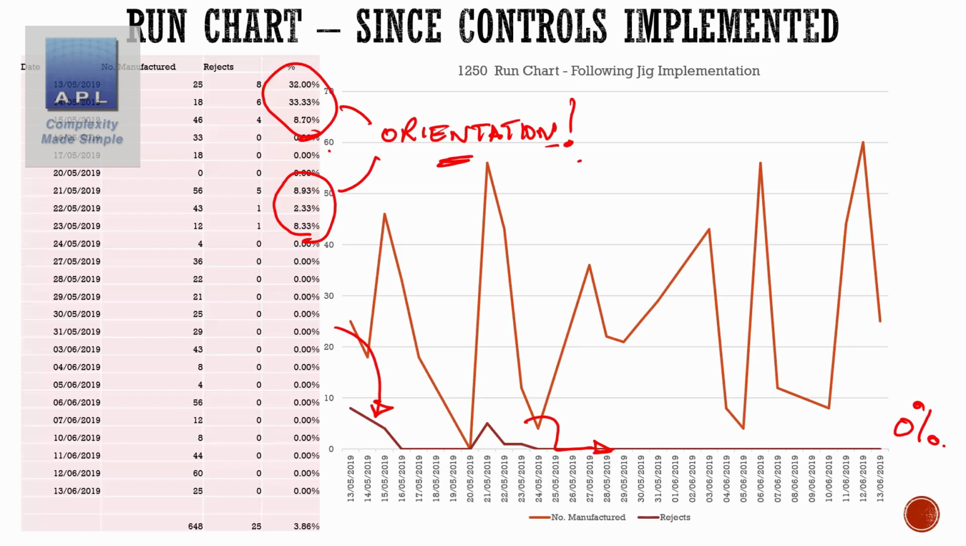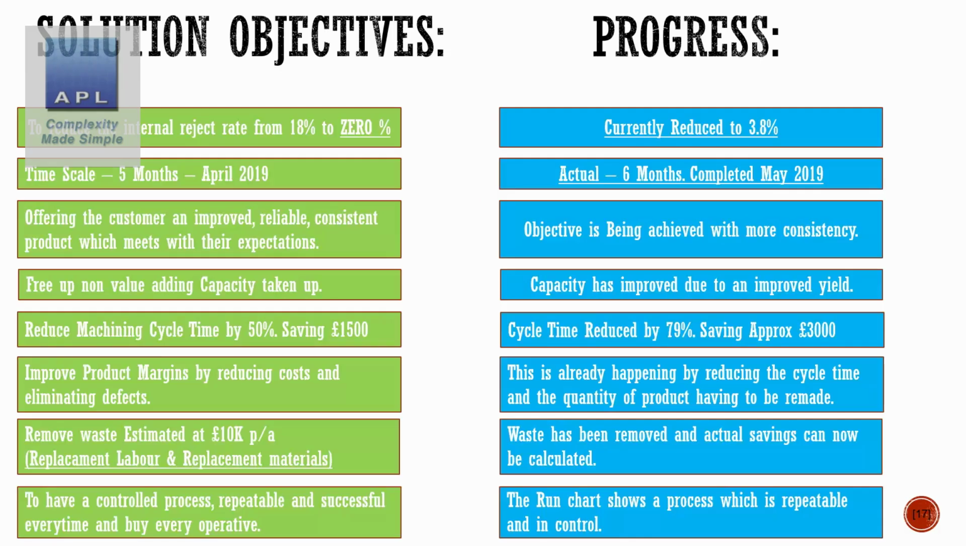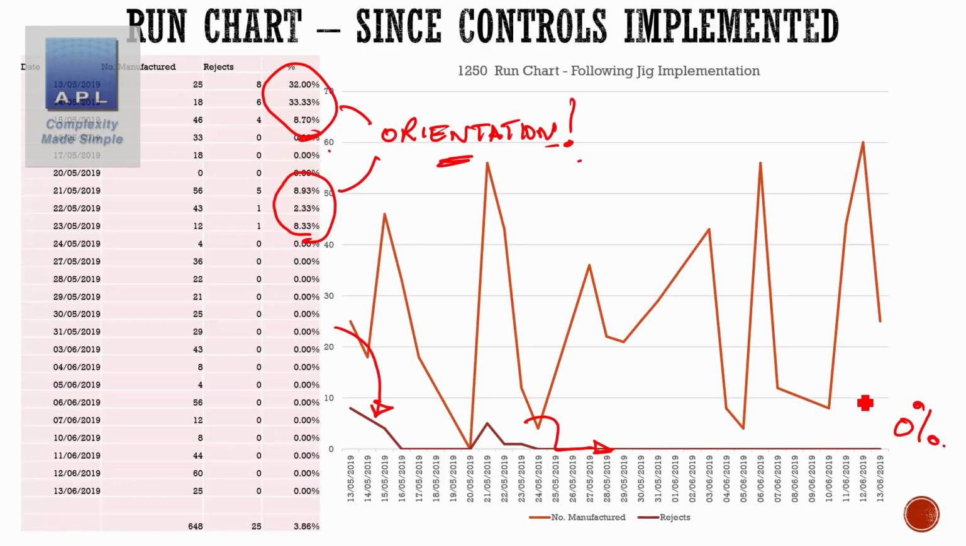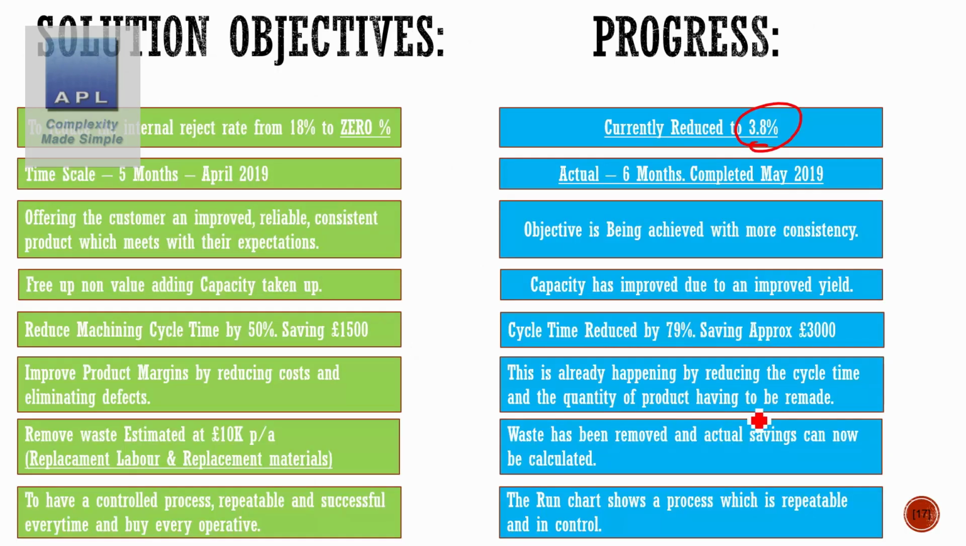Here's what they achieved. They're saying the defect rate is 3.8%, but quite honestly, looking at it now, it's stuck at 0 pretty much. They've achieved what they wanted to achieve. Cycle time reduced by 79%, saved £3,000. By the way, the defects, look, £10,000 per annum. This had been going on for 3 years. This had cost around £30,000.